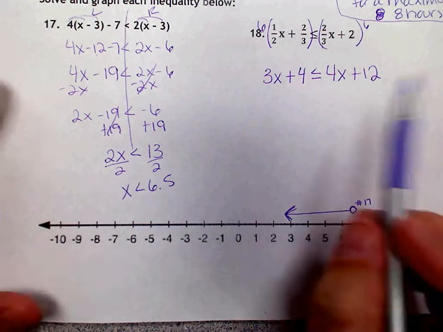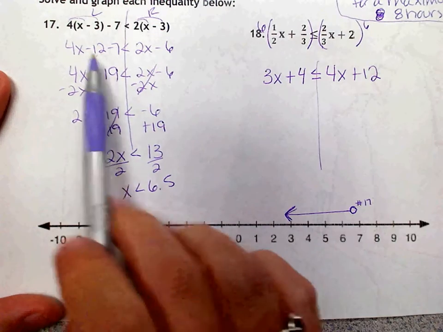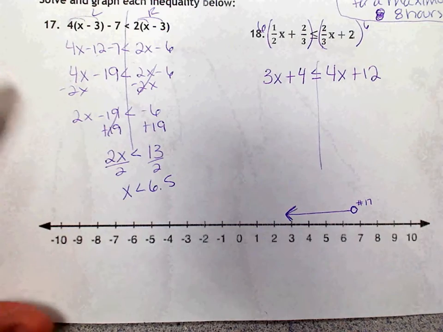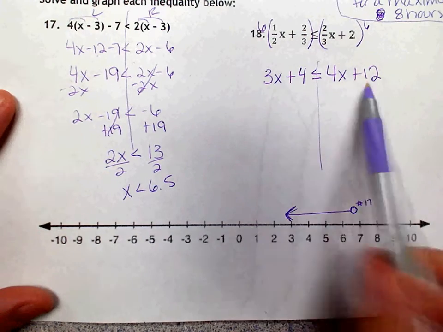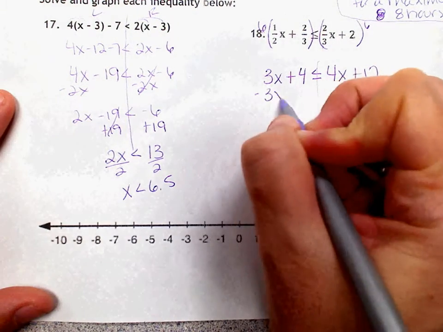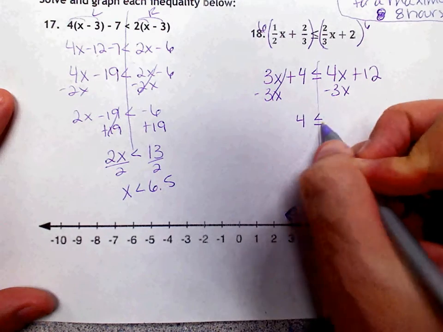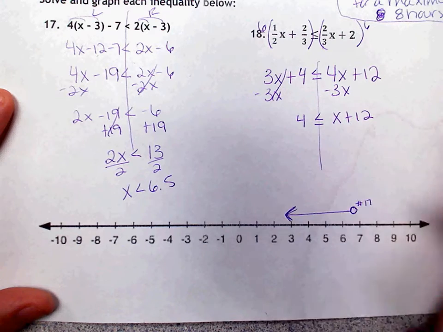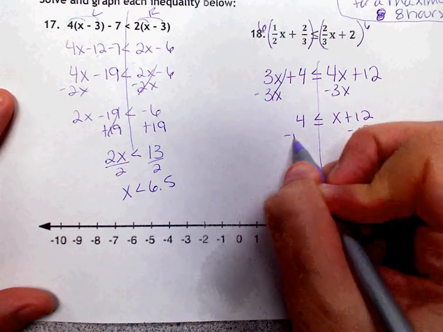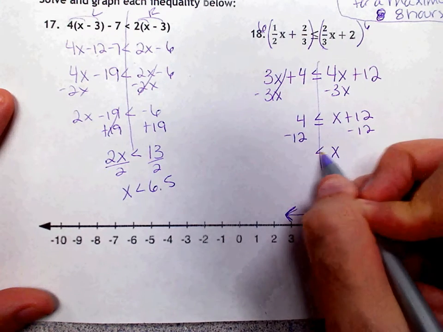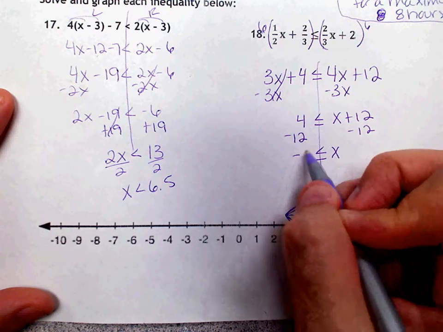Okay, so now it looks just like this. You're ready to get your variables on the same side. 3x is smaller, so I'm going to subtract 3x from both sides. So 4 is less than or equal to x plus 12, and then I'm going to subtract 12. So x, and you have your less than or equal to, and this gives you negative 8.